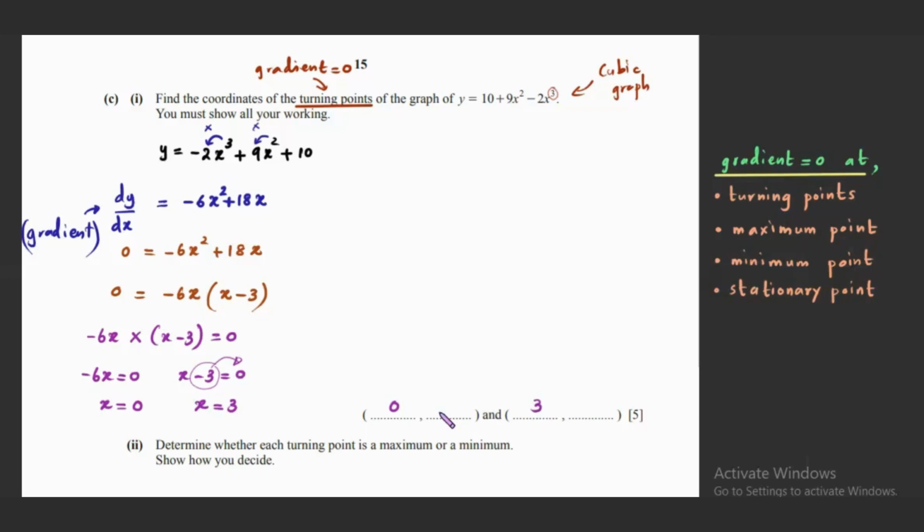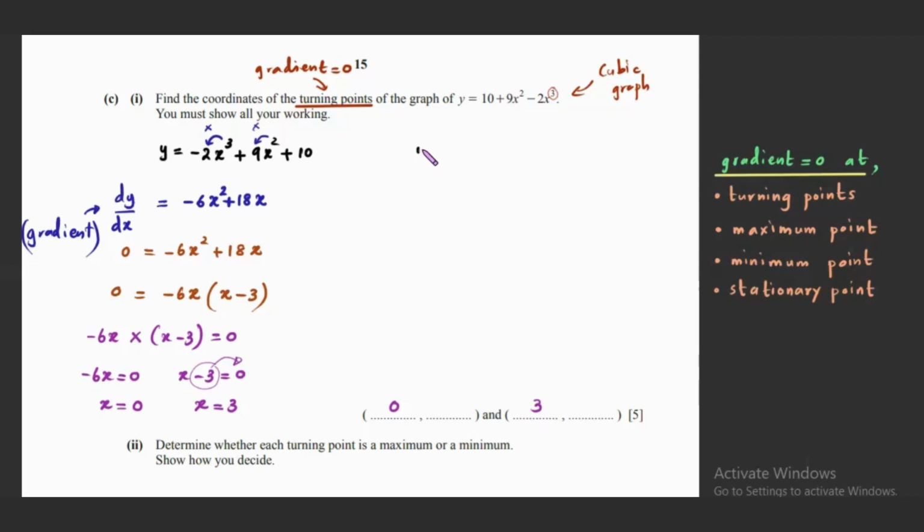Now I need to find the coordinates of the turning points, which means we need to find the y values. To find the y values, we know the values of x. We need to substitute the values of x into the cubic equation to find the value of y. We do not substitute that into the derivative function, but we substitute it into the cubic equation that is given in the question.